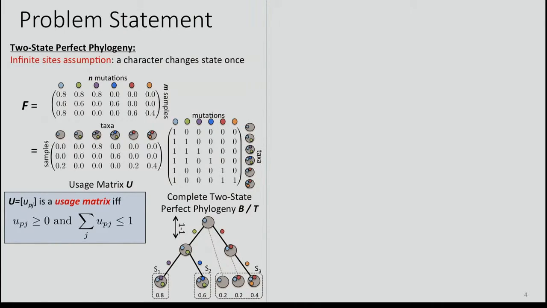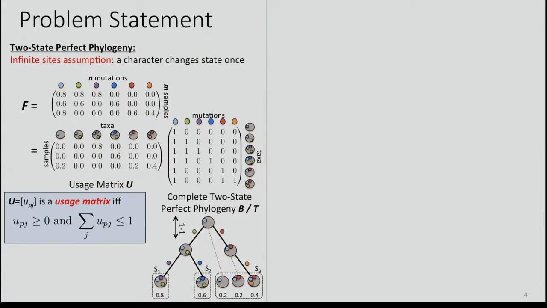So for instance, if you look at the third sample, and let's look at the red mutation. So that corresponds to the third column. It has a frequency of 0.6. And that's simply the sum of these two proportions. So what we want to do is, given this frequency matrix, we want to find a tree and mixing proportions such that they are compatible with our observed input measurements. And the mixing proportions can be captured by a matrix that we call the usage matrix. And the entries have to be non-negative, and they have to sum up to at most 1.